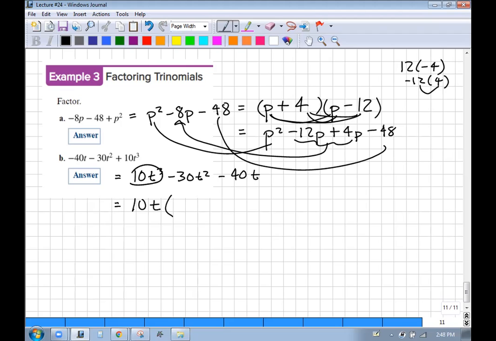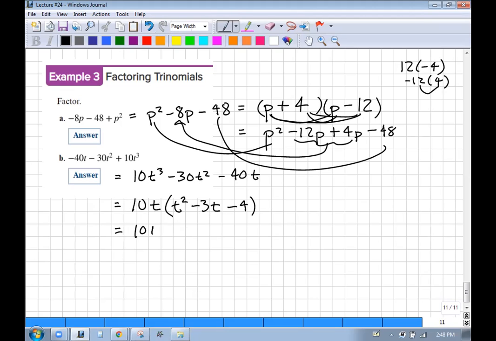So to get a 10t cubed from a 10t, I need a t squared. This times this gives me this. And now for this one, I need a -3t. There's my -30, and there's my t squared. See that? And then this last term, I'd need a -4. There's my -40, and I have a t. So first step is pull out your GCF.